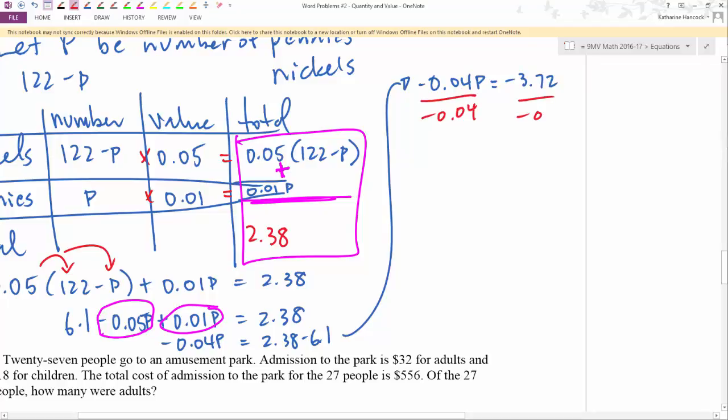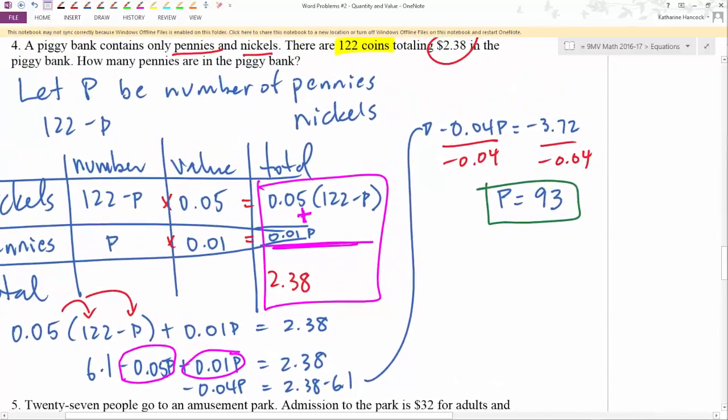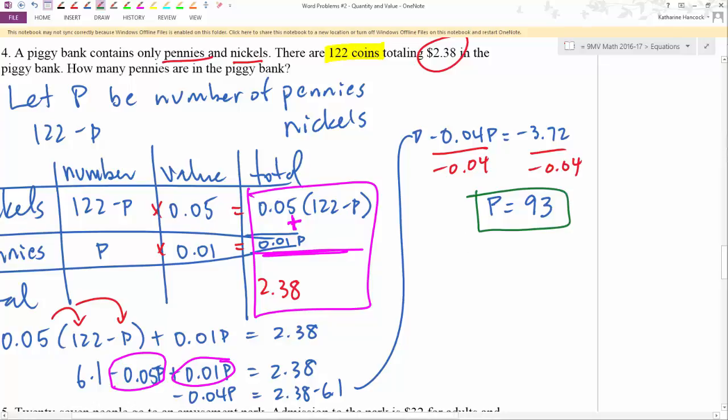Divide both sides. Careful with your signs. And you get 93. So we get p is 93. And if we go back and look, that's what they were asking for, the number of pennies. So therefore, how many pennies? There are 93 pennies. Pause if you need to stop and think.